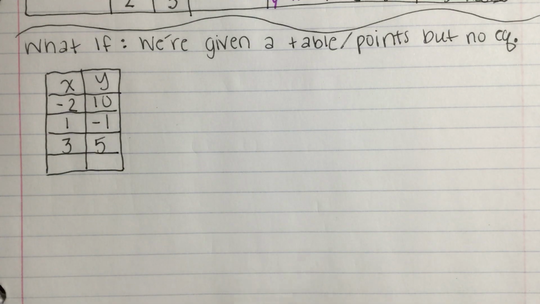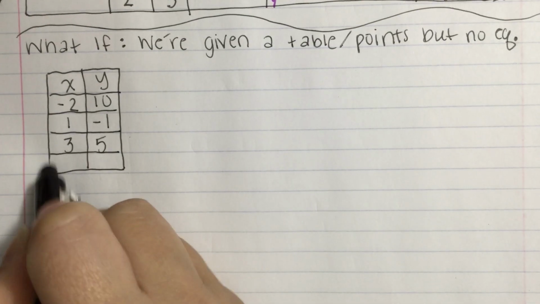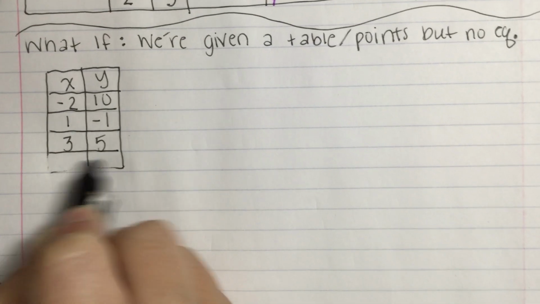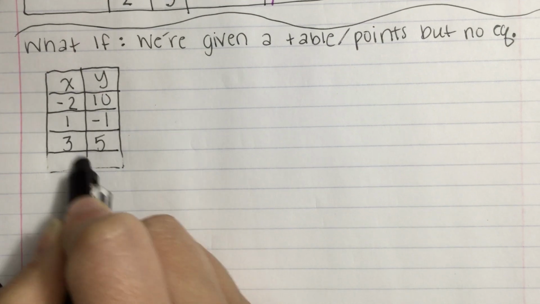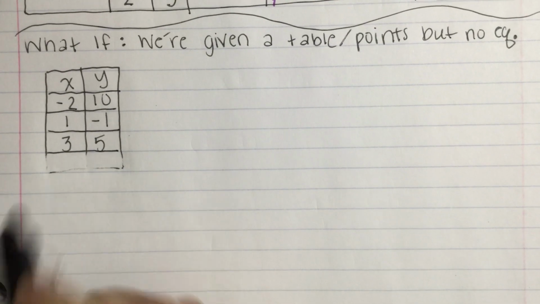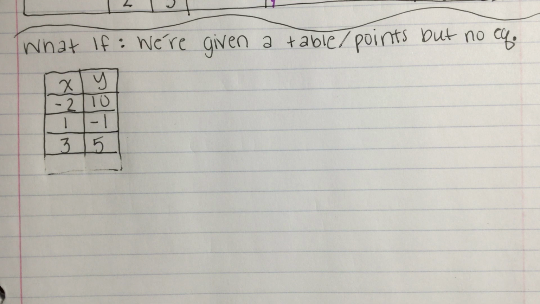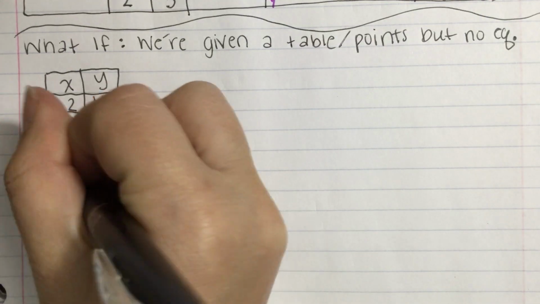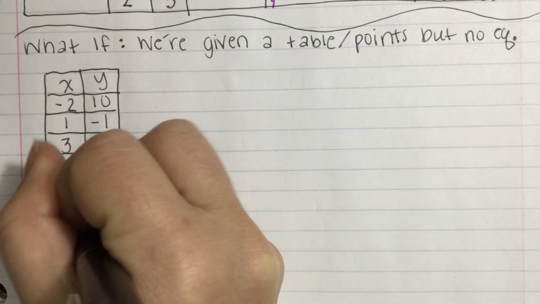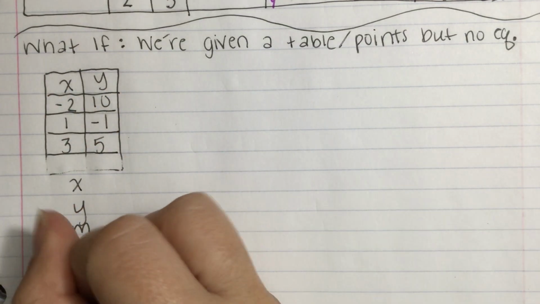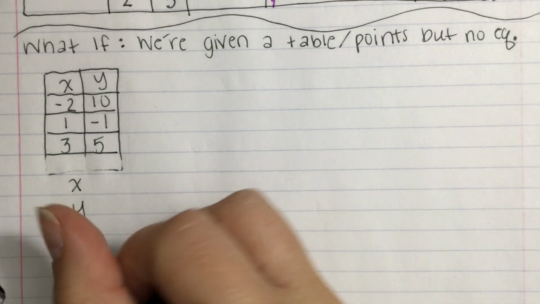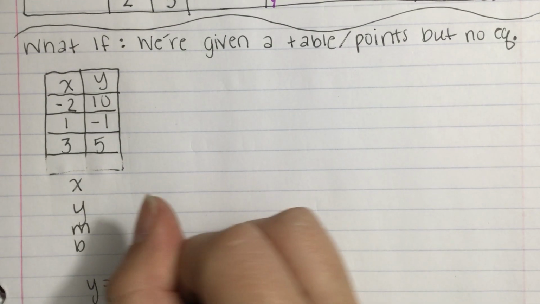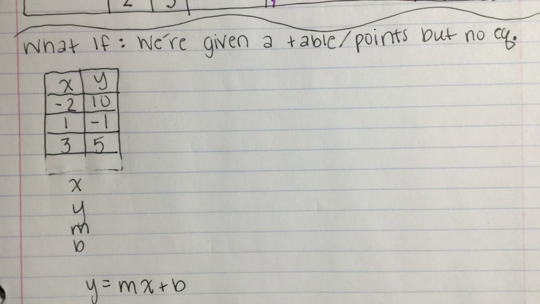So I accidentally drew an extra box. I'm just going to erase that. All right, so in this case, what we're looking to do is to define some of our variables. So we're going to be defining x, y, m, and b, because our goal is to get to y equals mx plus b. Now, in order to do that, we've got to remember our slope formula.